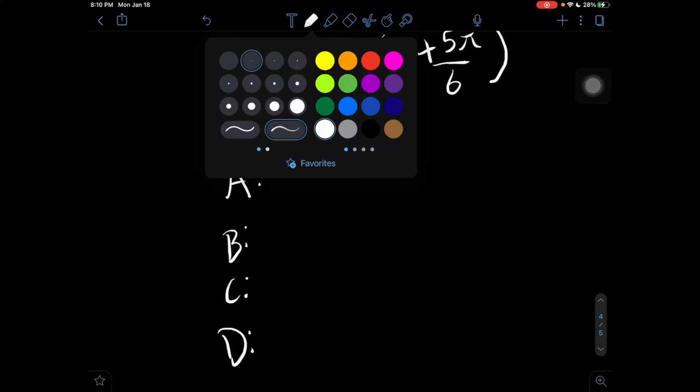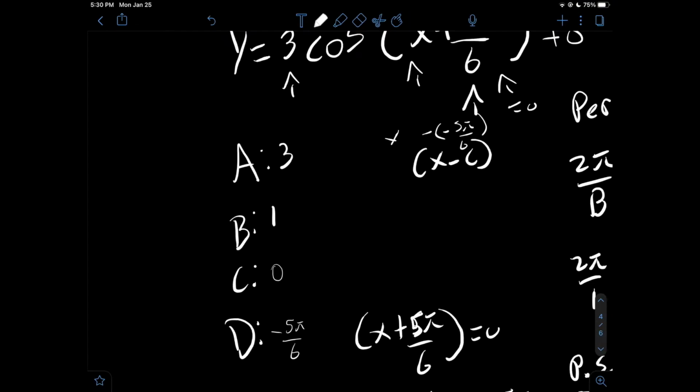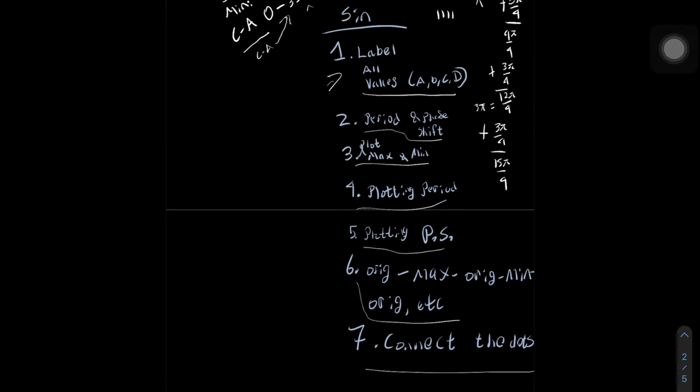So our a value is going to be 3, which is the coefficient of our cosine. B value is going to be the coefficient of x. In this scenario, we can just assume it's 1 because there's nothing in front of the x. Based on the equation, we have no c value, and the d value is negative 5 pi over 6, since the base is x minus d, and we have a positive, so it becomes a negative. And we said our next step was to find all the values.